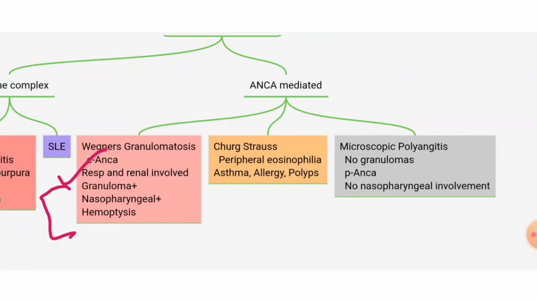Now in Churg-Strauss, you'll have history of asthma, allergy and polyps, and peripheral eosinophilia will be present. In microscopic polyangiitis, there will be no granulomas, it will be P ANCA associated, and no nasopharyngeal involvement.